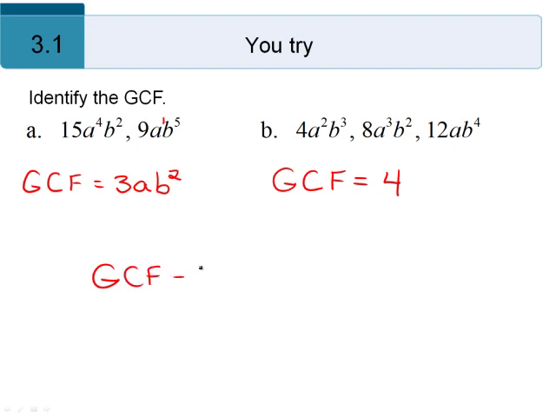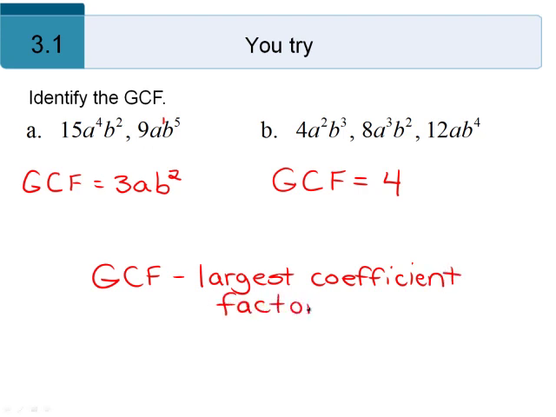So let me write that on here. The GCF is the largest coefficient factor, the one that goes into all of those. And with the variables, it's the smallest exponent. So that's how you can keep it straight.